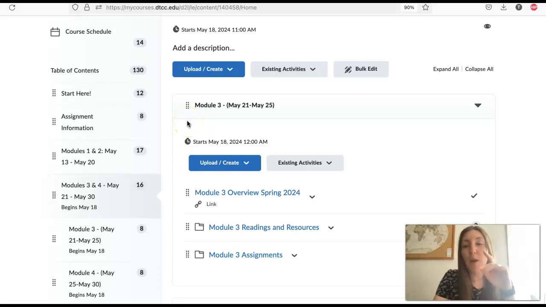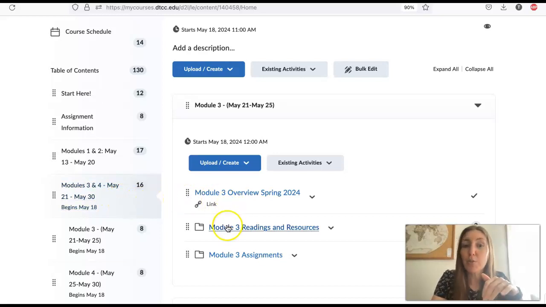Well, Módulo 3 y 4, 3 and 4. You'll see that we have the overall dates for both modules, and then we have the dates broken up in between. So technically, most of the assignments are due at this last date, May 30th. But if you see here, May 21st to May 25th, by May 25th, you should really be wrapping up the Module 3 items. If you try to save everything for the last day, May 30th, you're going to have way too much stuff to get through all in one day.